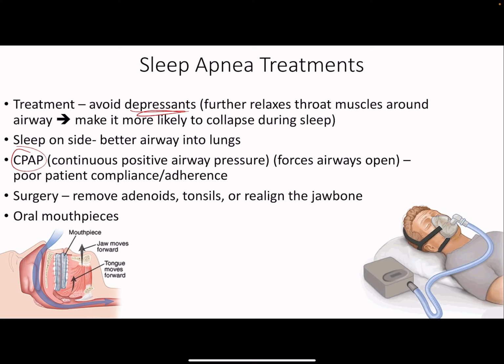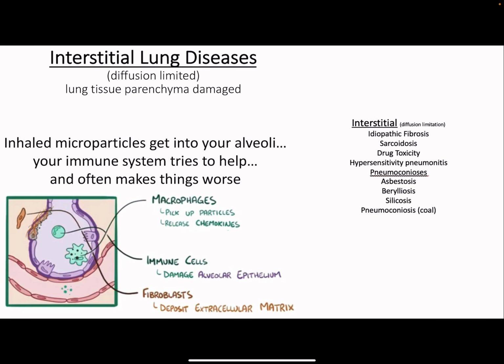The problem here is that there's poor patient compliance. I think the mask is just kind of, I have a hard enough time wearing my mouth guard. I can't imagine wearing this every night. So poor patient compliance. Surgery, like my lady friend, to remove tonsils and adenoids, or realign the jawbone if you have an overbite. And then oral mouthpieces can move the jaw forward, which moves the tongue and a lot of these muscles and tissue forward so that the air can get in a little bit better. All right, so interstitial lung diseases.